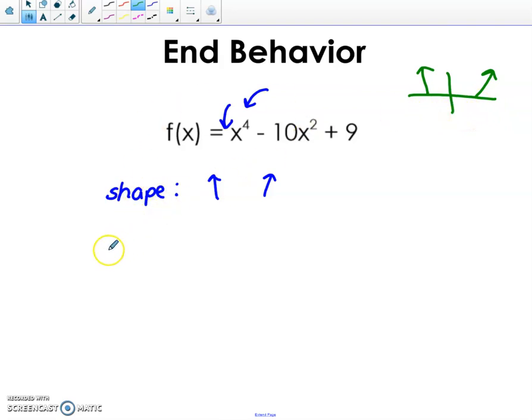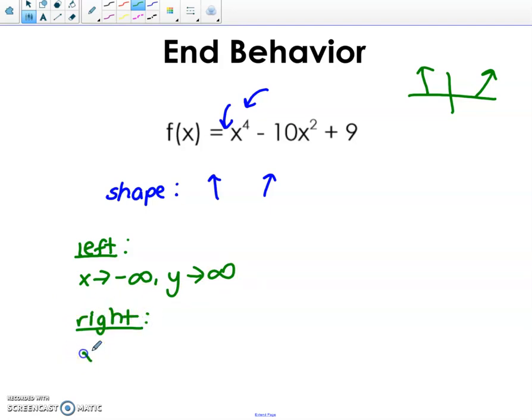So without actually graphing this, I can write my end behavior. The left end would be in the second quadrant. That means that x is approaching negative infinity as y approaches positive infinity. And the right end would correspond to the first quadrant. So x would be approaching positive infinity as y approaches positive infinity.